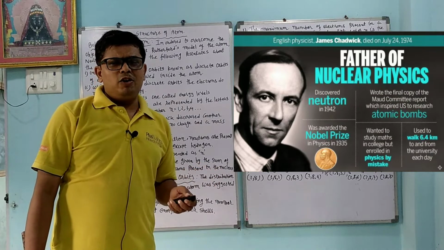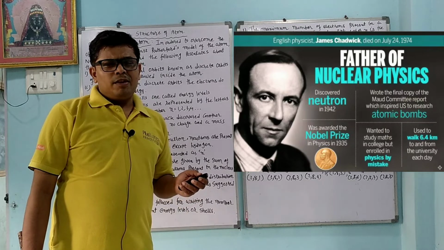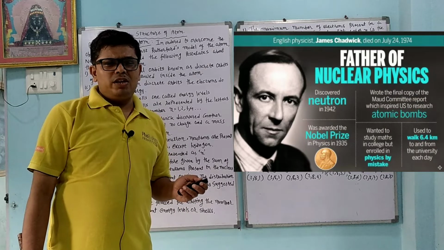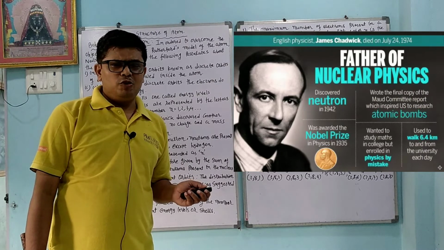Now when we compare the weight of the electron with the proton and neutron, the weight of the proton is 1836 times more than the electron, and the weight of the neutron is 1838 times more than the electron.